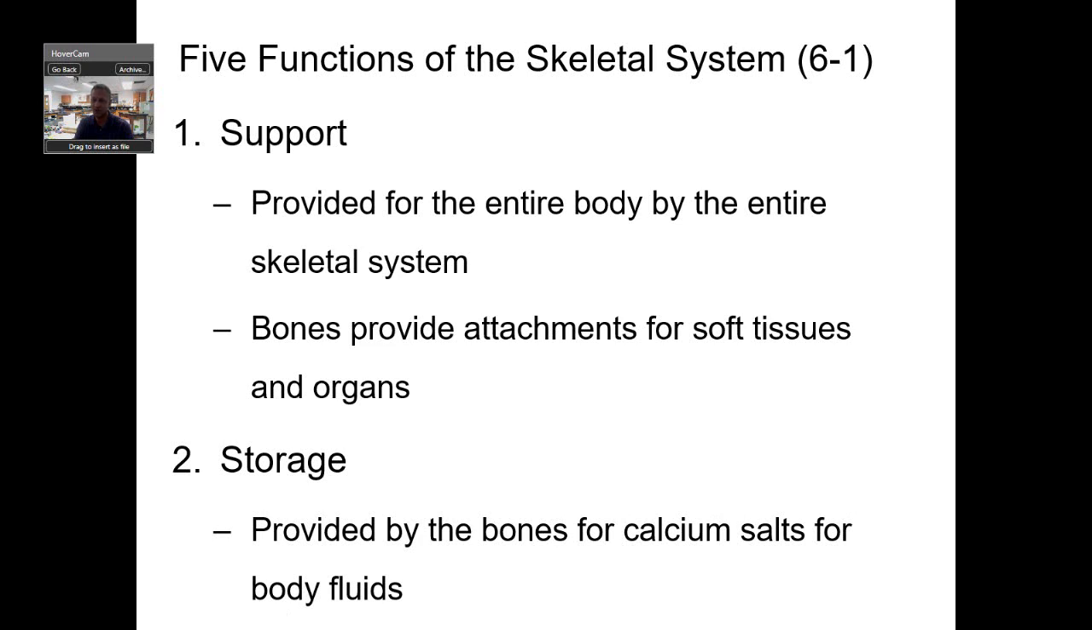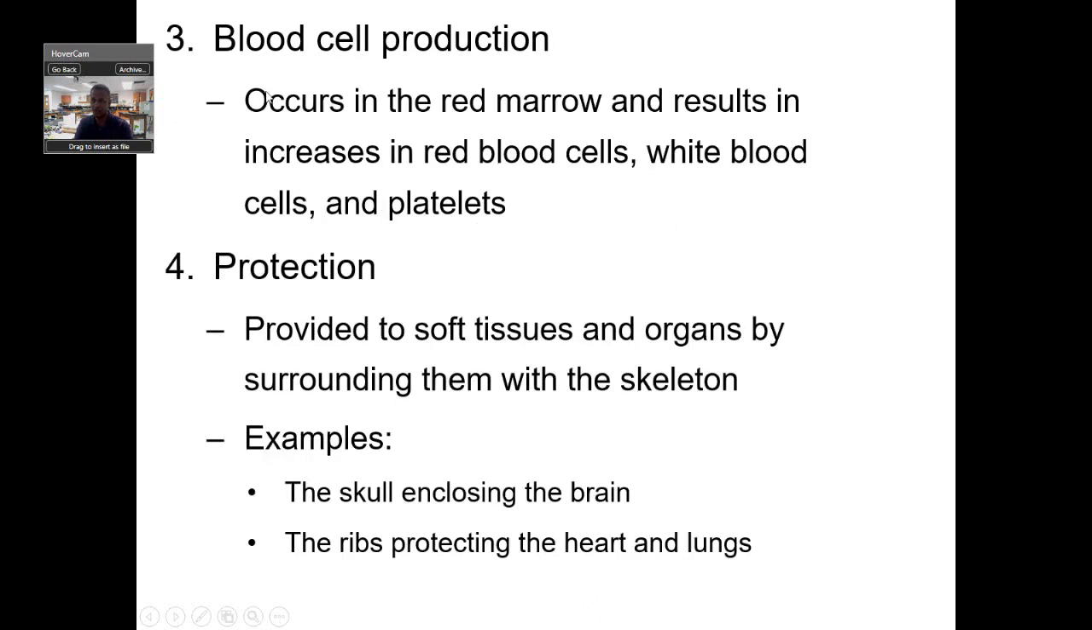Storage is key. You don't think about storage, but one of the things we do is we store our calcium. And that's going to come into play later when we talk about the types of cells. Okay, providing structure. I mean, we understand that support and attachment to soft tissue organs. Those are obvious ones. But blood cell production. A lot of people don't think about it.